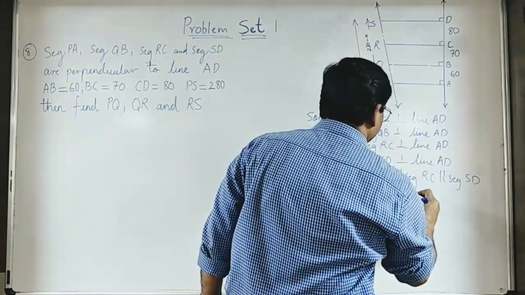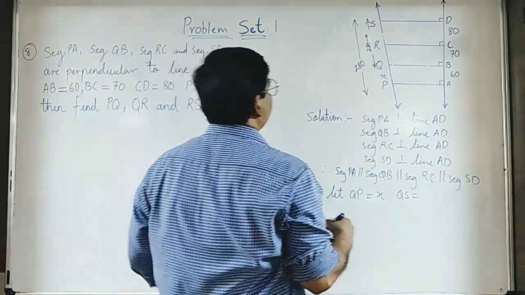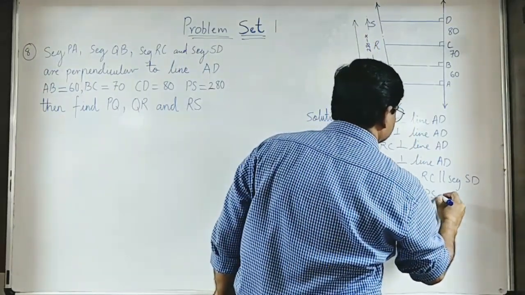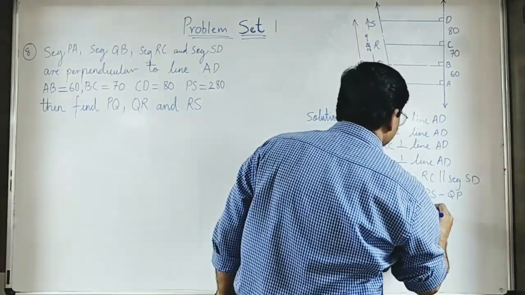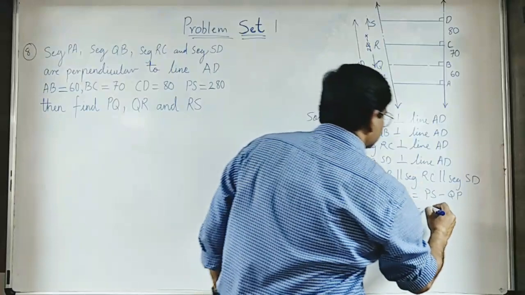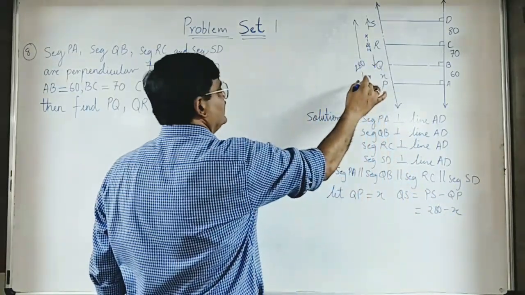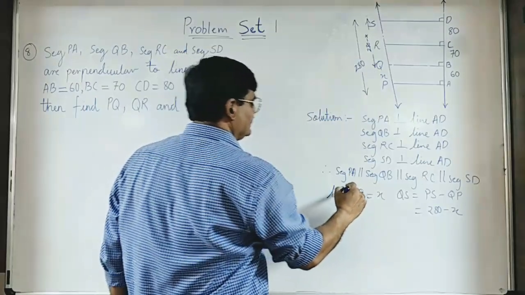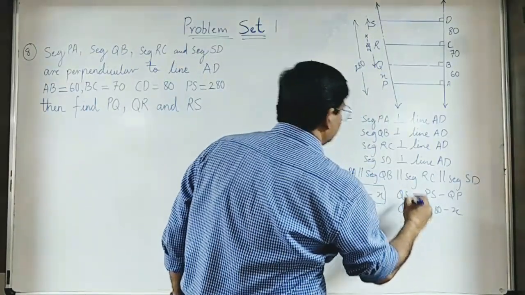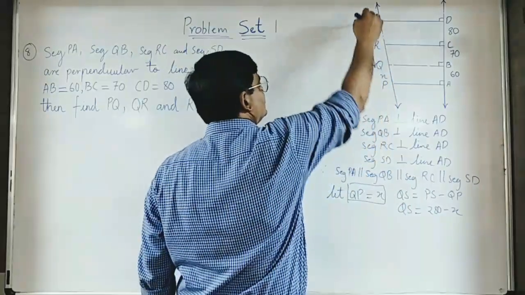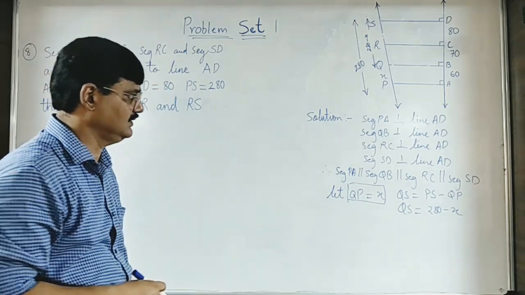The value of QS will be PS minus QP, and since they are Pareto points, this will come as 280 minus X. So that's how I have written it: I have written the value of QP as X. If I write QP as X, then what will I get for QS? QS will be 280 minus X. Is that correct?